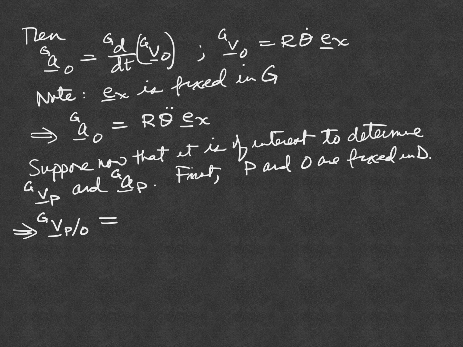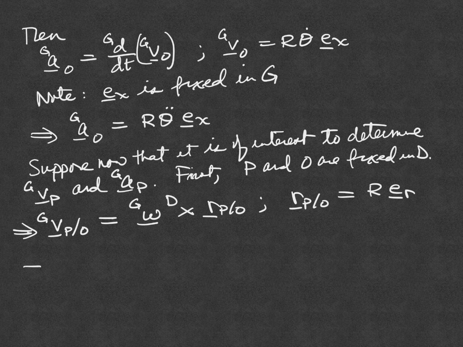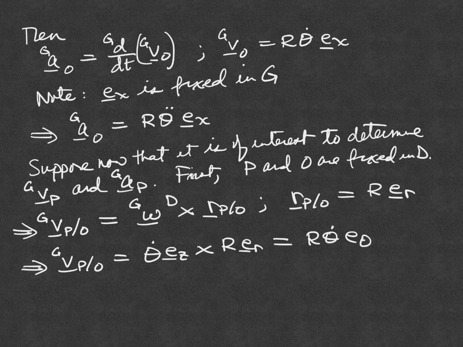So that implies that the velocity of P relative to O in G is equal to the angular velocity of the disk as viewed by an observer fixed to the ground crossed with the position of P relative to O. But we already have the angular velocity of the disk in the ground. The position of P relative to O is equal to R times ER, the way I defined it. So as a result, we get the velocity of P relative to O in G is equal to theta dot EZ crossed with RER, which is equal to R theta dot E theta.